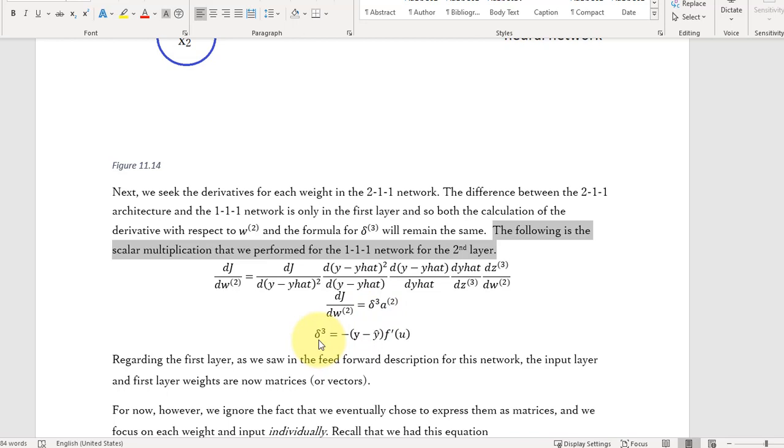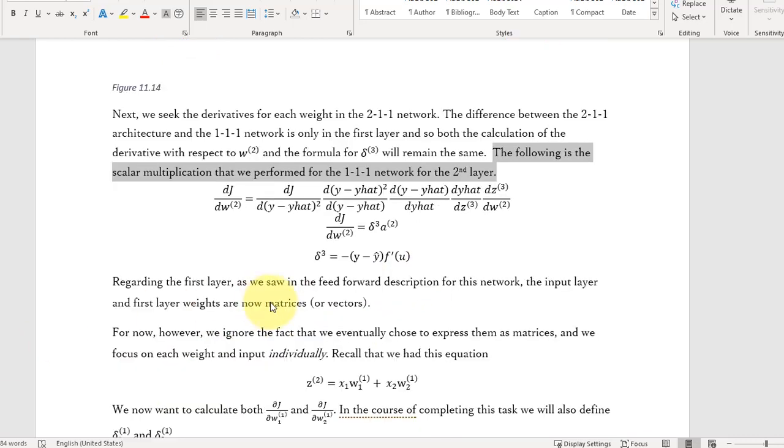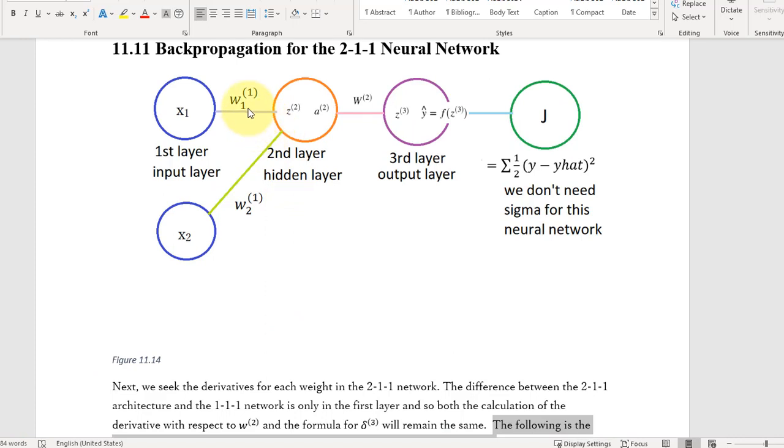And here we have that delta 3 is the entire set up to here, which if you write it out, if you calculate these, you get this: minus the quantity y minus y hat, and then the derivative of the activation function, or the derivative in our case of the sigmoid function, evaluated at u. So this is the same result that we had before. So now we want to move on to the calculation here.